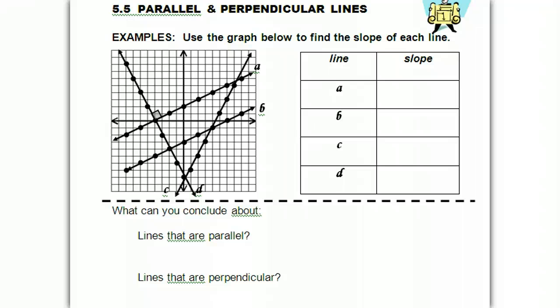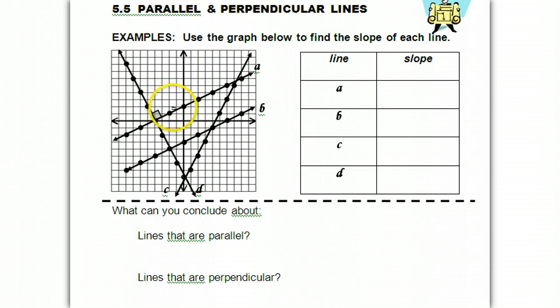Okay, 5.5 parallel and perpendicular lines. Okay, so we've got four lines that we're trying to compare here, and we just want to compare their slopes to see if that tells us anything about if they're parallel and perpendicular. So line A and line B look like they're parallel because it doesn't look like they're ever going to cross each other. So let's take a look at the slope of each.